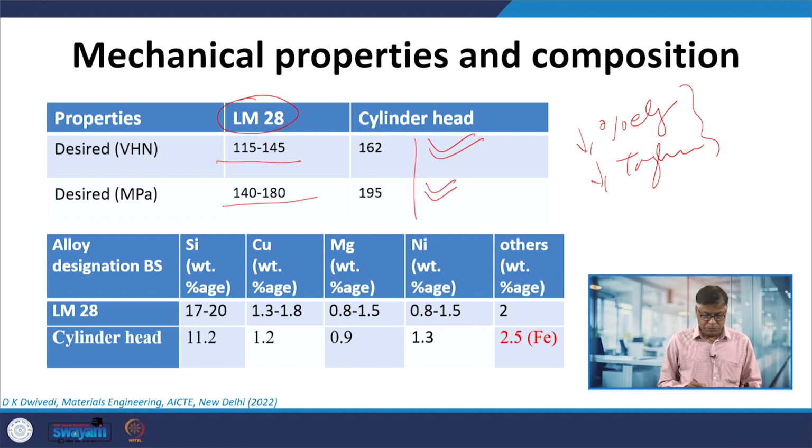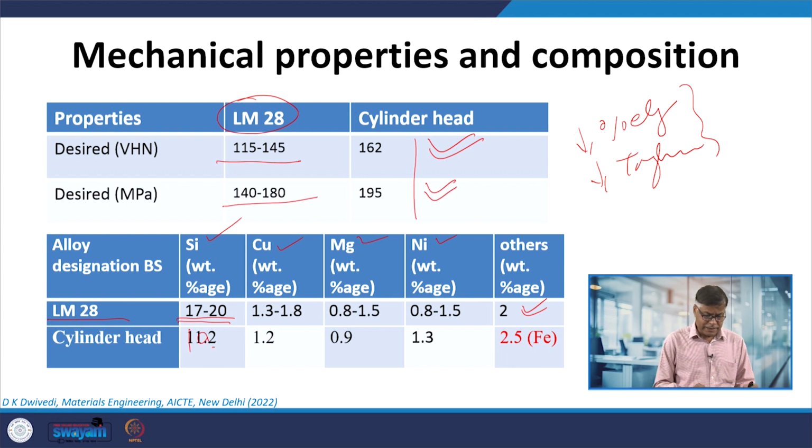The alloy composition was also checked for the presence of various elements like silicon, copper, magnesium, nickel and other elements. The standard alloy should have alloying elements like silicon 17 to 20%, copper 1.3 to 1.8, magnesium 0.8 to 1.5 and nickel 0.8 to 1.5. Others allowed are 2% of the other elements.